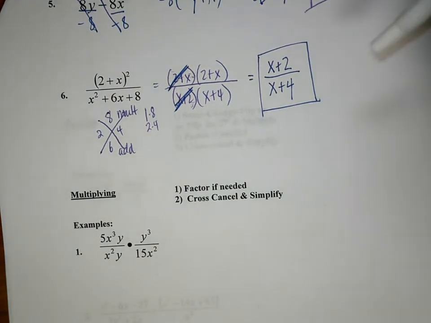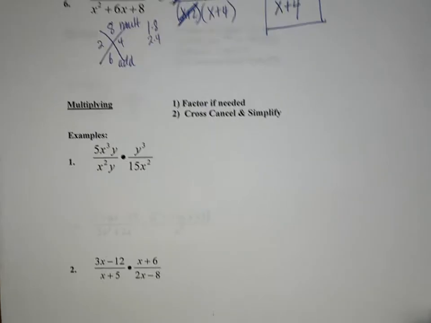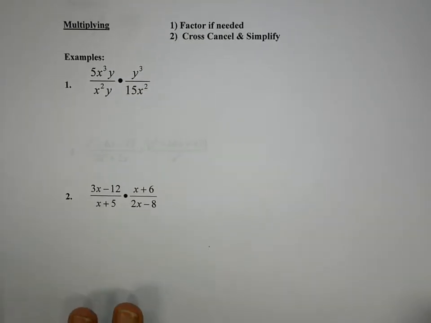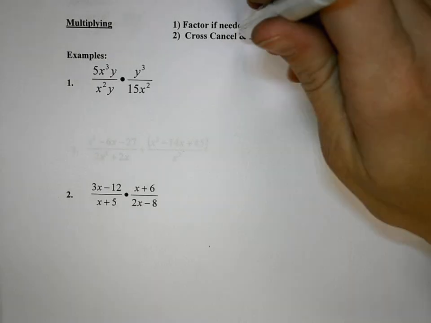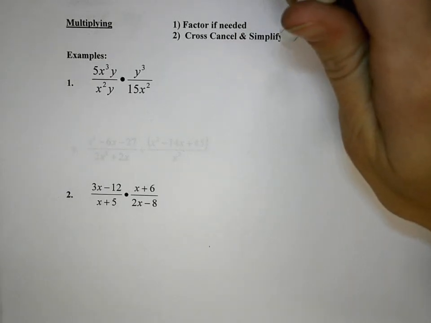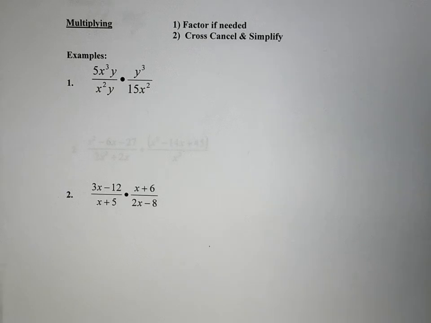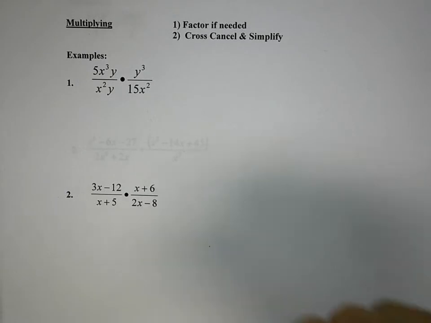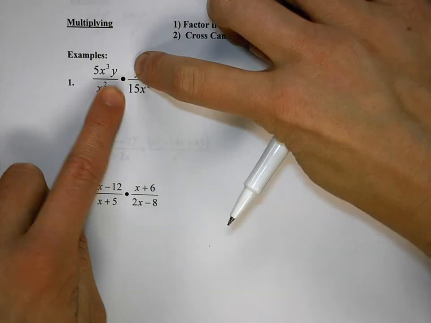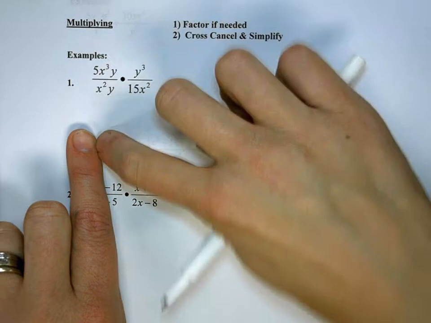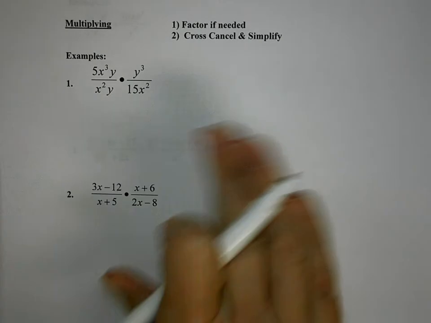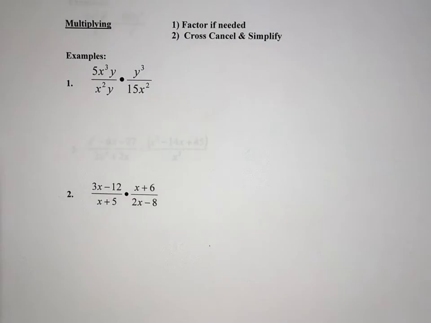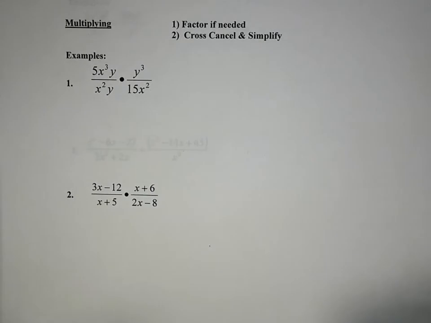All right, moving on to multiplication now. You will need to factor if needed, and then you will cross cancel and simplify. Okay, so anything on the top can reduce with anything on the bottom. So you can cross cancel diagonally or on top. Okay, it is up to you. Now my suggestion is to combine like terms first and then reduce so you don't mess up.